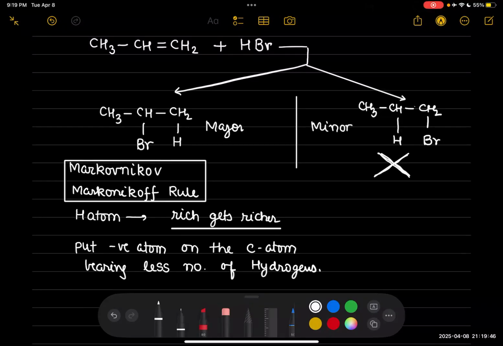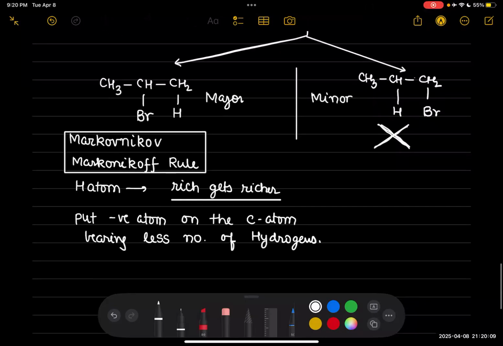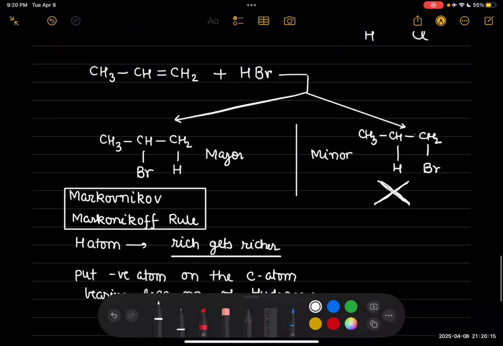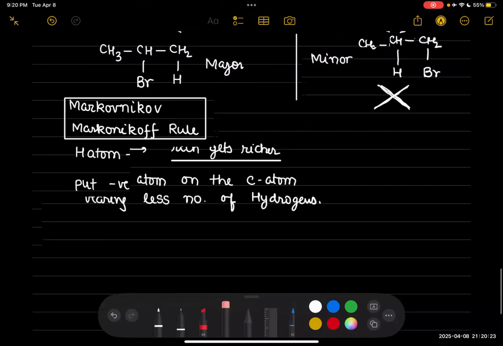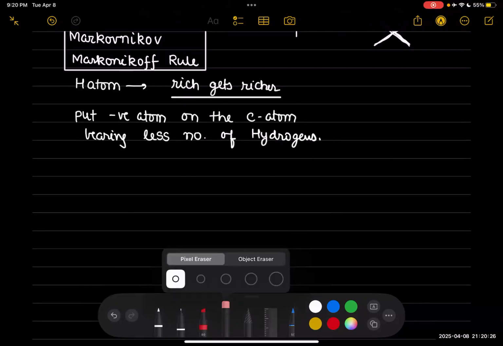Minor doesn't mean juvenile. Got it? It means it is formed in less amount. Is that clear, Zainab and Jaslin? So if you just add HX, HBr, you need to follow which gets richer. That minor product can become major in certain circumstances, in the presence of peroxide, that I will tell you. So first we can practice Markovnikov rule.